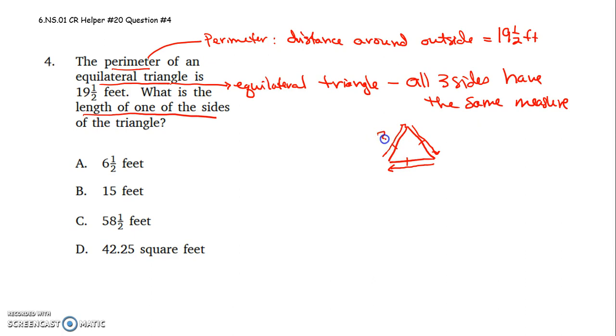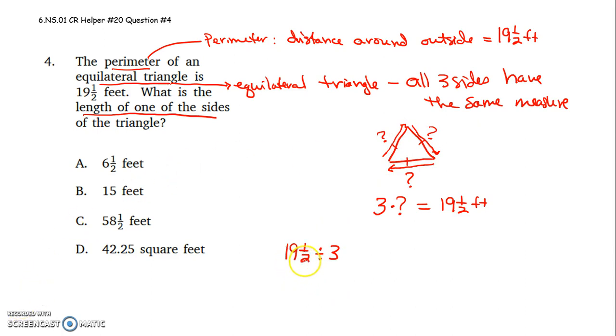Well, I don't know what this side is, but I know it's the same measure as this side and the same measure as this side. So if I have 3 times some number, I've got to get up to 19.5 feet. When I add something to itself 3 times, I have to get up to 19.5 feet. So what I can do is take 19.5 and divide it into 3 equal parts, and I'll figure out the length of just one side.